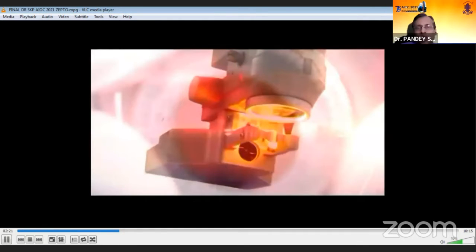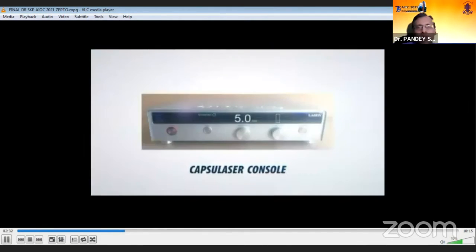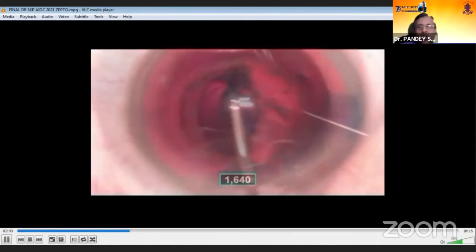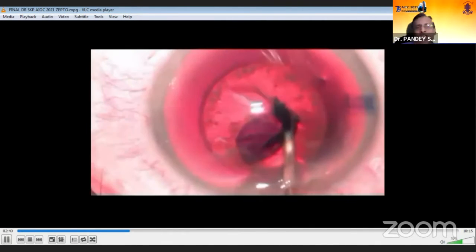Maybe it will be available in the next few years. And another technique is thermal capsulotomy. So these are the experimental devices which will be available in the near future.